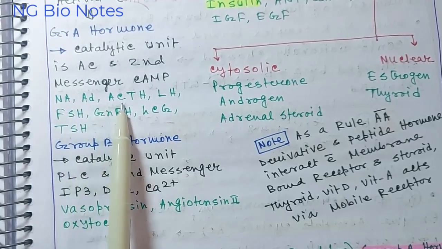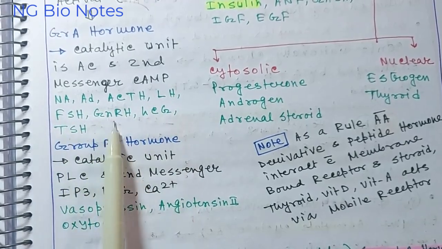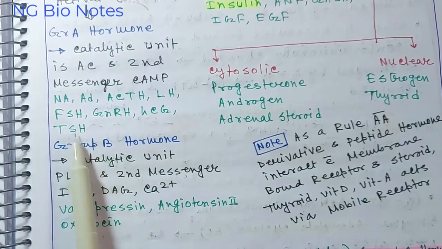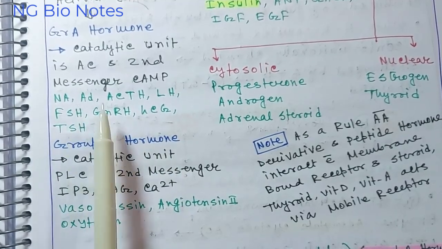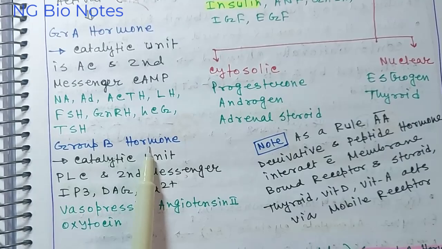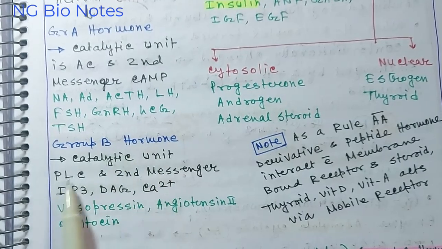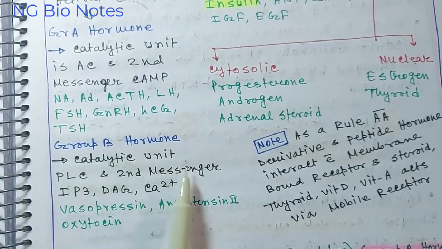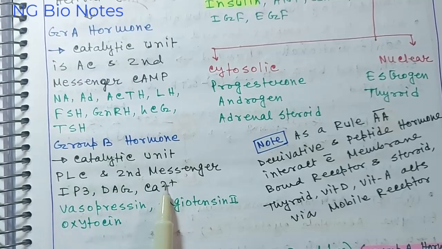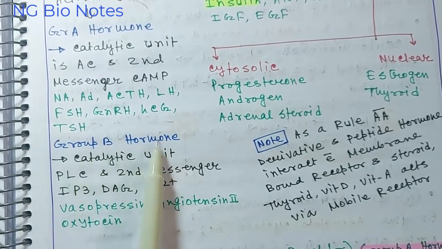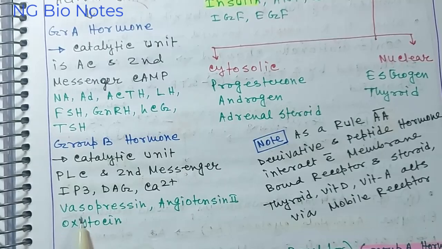Noradrenaline, adrenaline, ACTH, LH, FSH, GnRH, HCG, and thyroid stimulating hormone are examples of group A hormone. But in case of group B hormone, G protein activates phospholipase C, and the second messengers are IP3, DAG, and calcium. The hormones included under group B are vasopressin, angiotensin 2, and oxytocin.